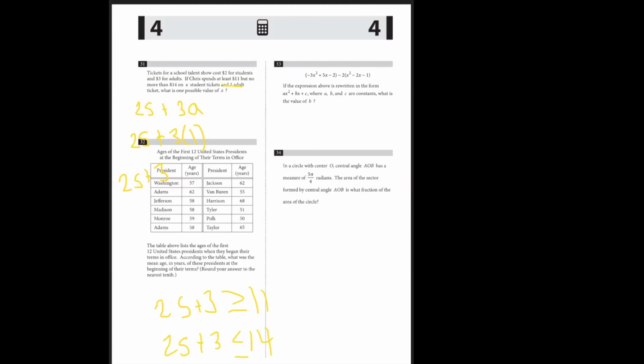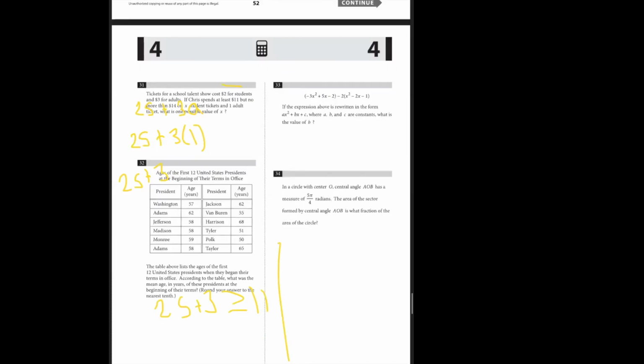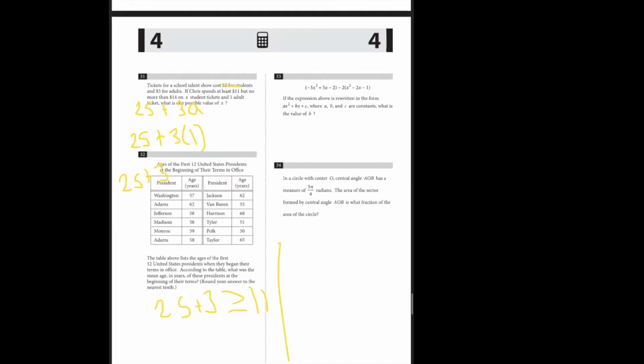Let me just draw a line here and move this one to the other side, just because it wasn't smart of me to write them like that. So 2S plus 3 is less than or equal to 14. All you have to do is move the 3 to the other side. This becomes an 8.